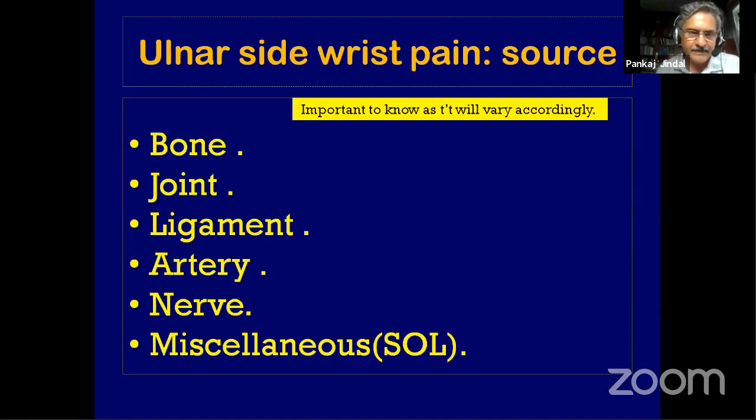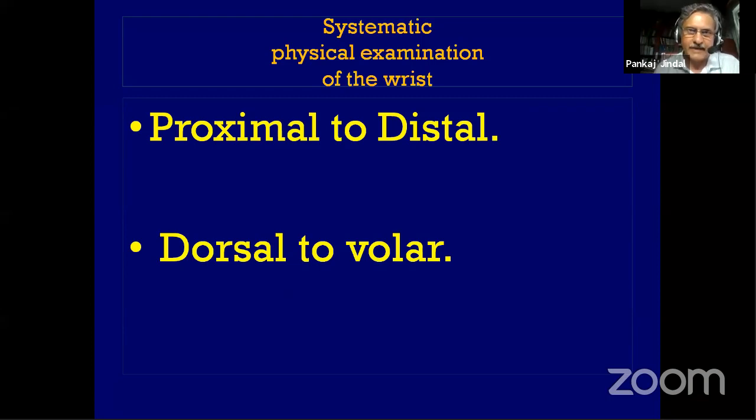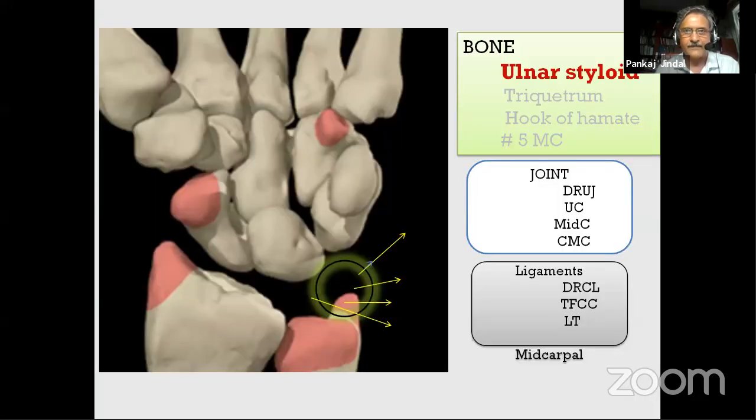It can come from ligament, artery, nerve, or a space-occupying lesion or tumor there. So a systematic approach would be to start proximally and go distally, start on the dorsal aspect and go volarward. So what are the bony structures which can give rise to pain?